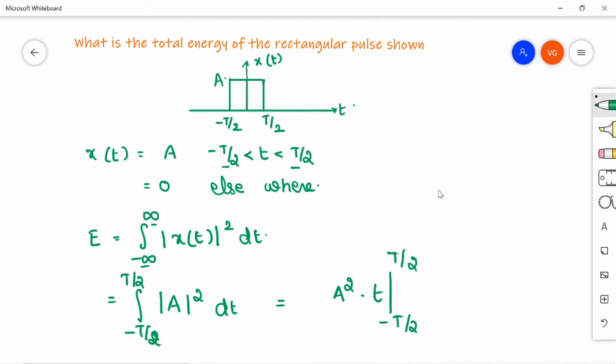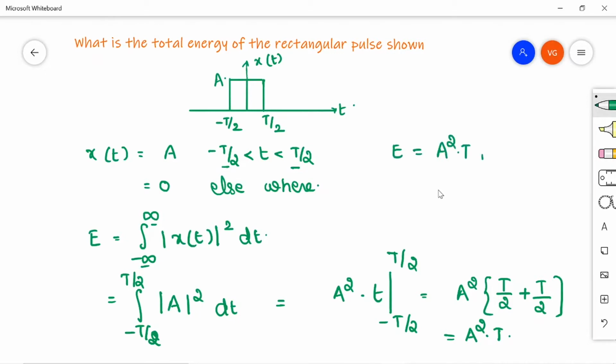So if you substitute the upper limit and lower limit, I will get A square into T by 2 minus of minus T by 2 here. So this is T by 2 plus T by 2 is T. So this is nothing but A square into T. So the total energy contained in this rectangular pulse is A square into T.